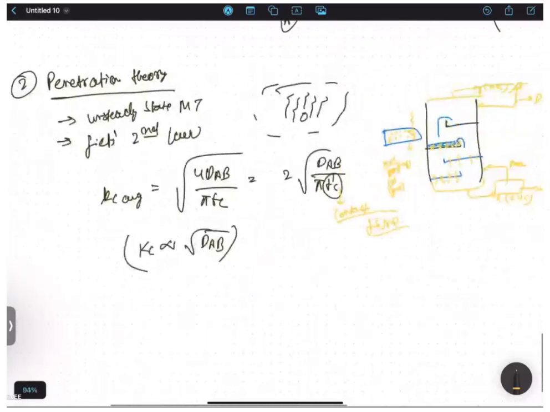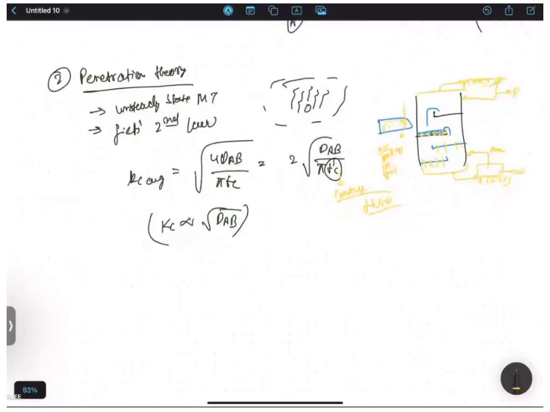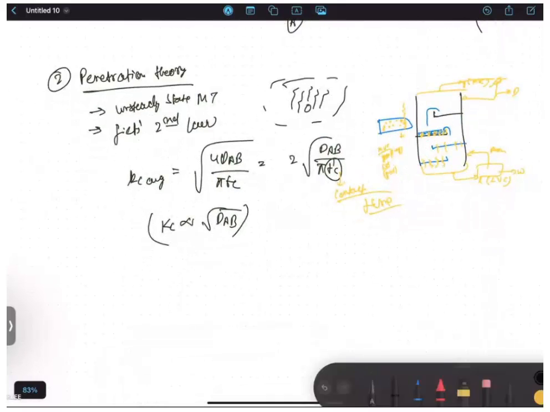The takeaway is that you remember the general formula: Kc average is equal to root under 4 DAB by pi Tc, and Kc is directly proportional to root under DAB. Okay, this much you remember, it's enough.